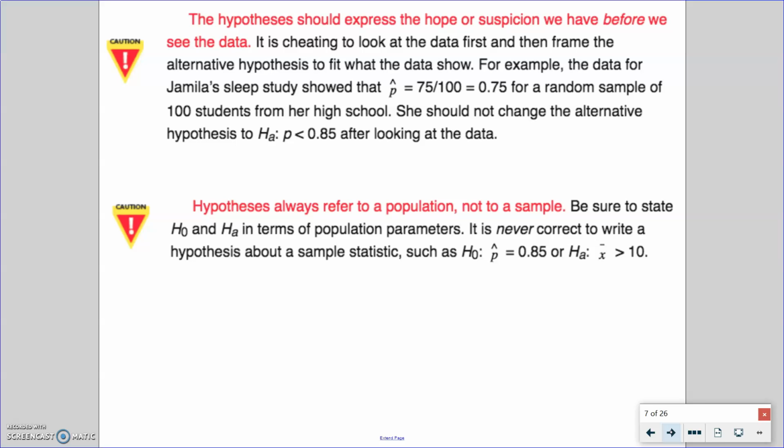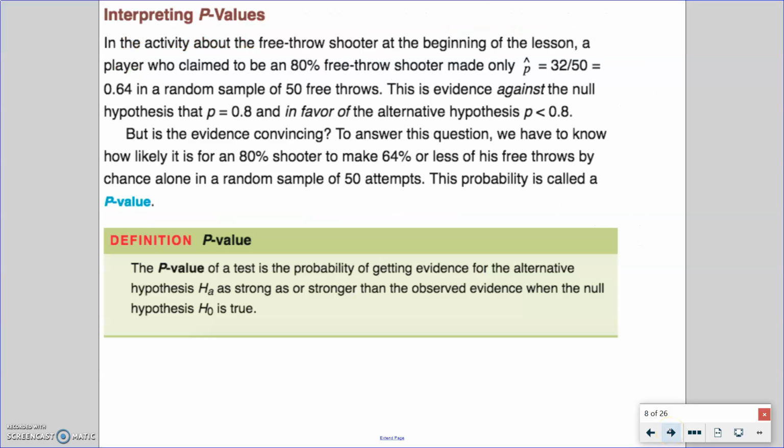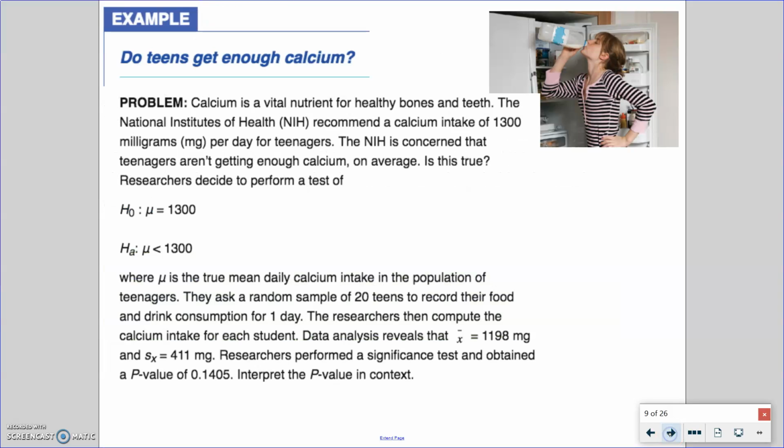Also, hypotheses should always refer to the population. So you're never going to use p hat or x bar when writing null and alternative hypothesis, okay? You're always talking about population parameters, big picture here. All right, so there's also this thing called a p-value. So a p-value of a test is the probability of getting evidence for the alternative hypothesis as strong or stronger than the observed evidence. So let me rephrase that a little bit.